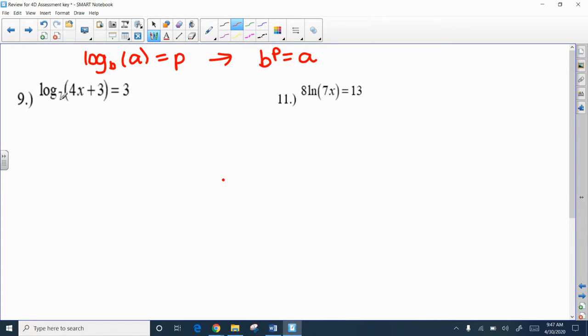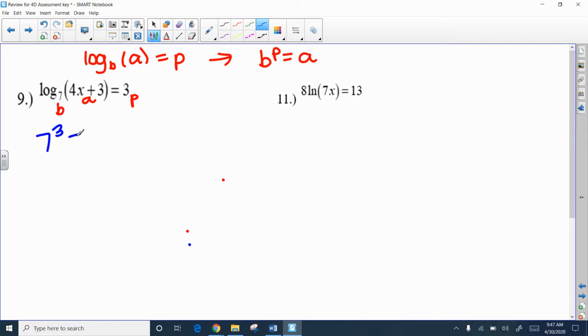All right, so this one, number 9, already has the logarithm isolated. So step 1 is already done for us. So this is the b, log base b of a. This whole thing is a equals p. So when I write it in exponential form, I'm going to have b to the p power.